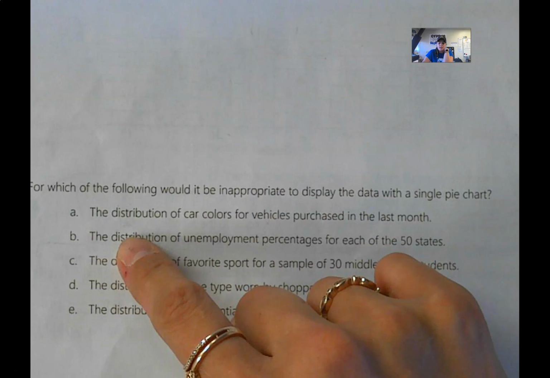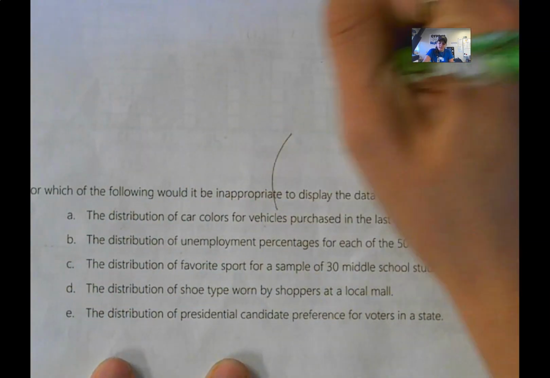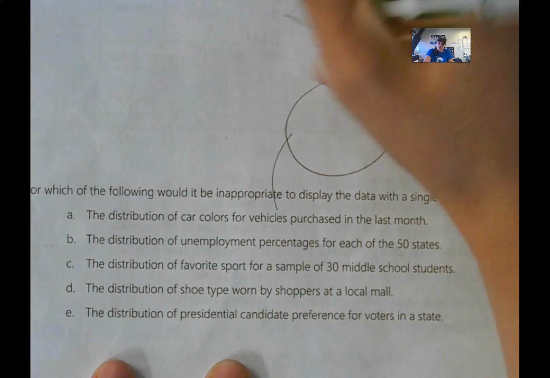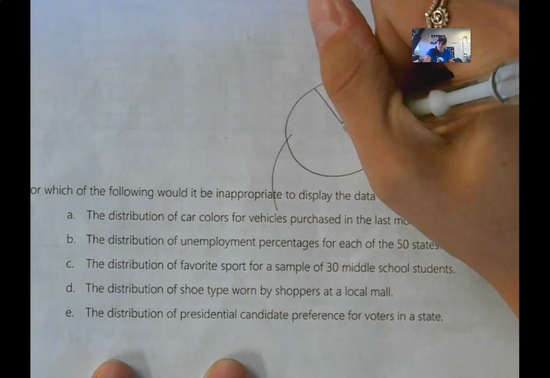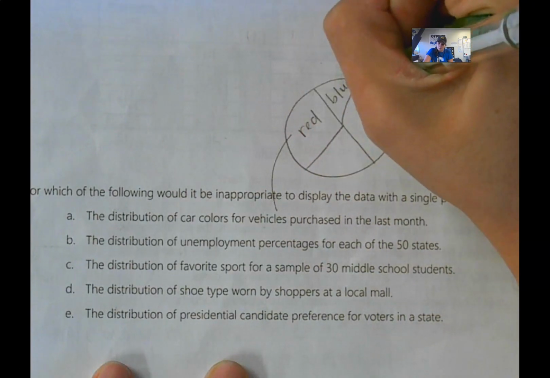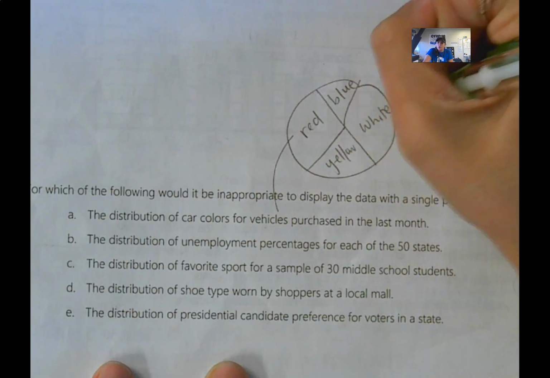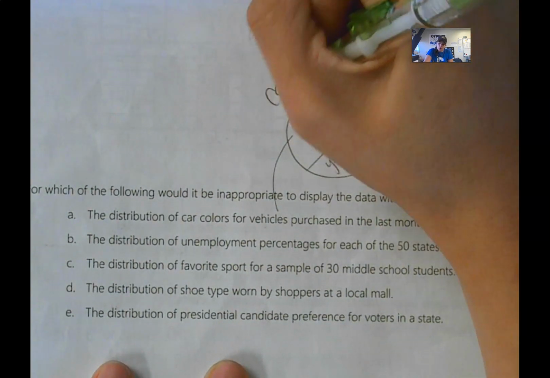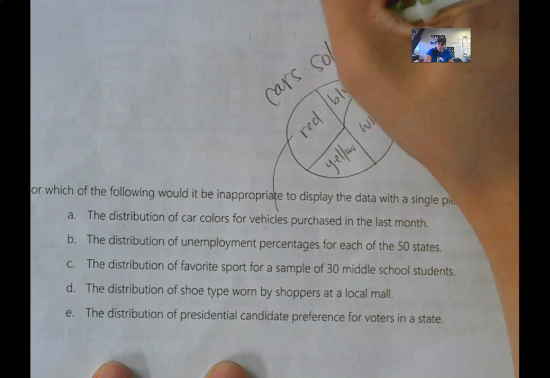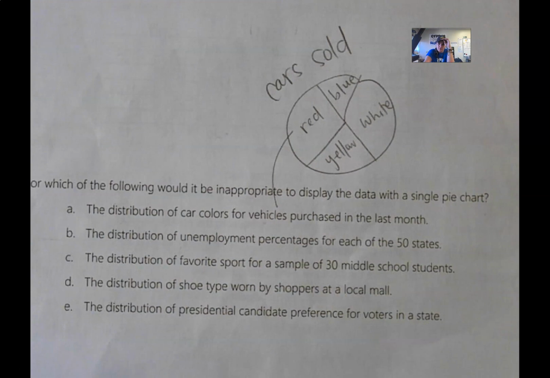because I don't even know what that pie chart would look like. The pie chart for A would look like cars sold in the last month, and the different slices would be like red, blue, yellow, white, and then you would label the circle cars sold. This one with the percentages for each of the 50 states, I don't even know what that would look like.